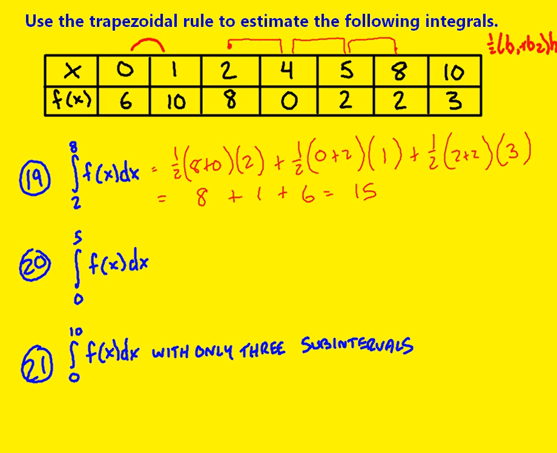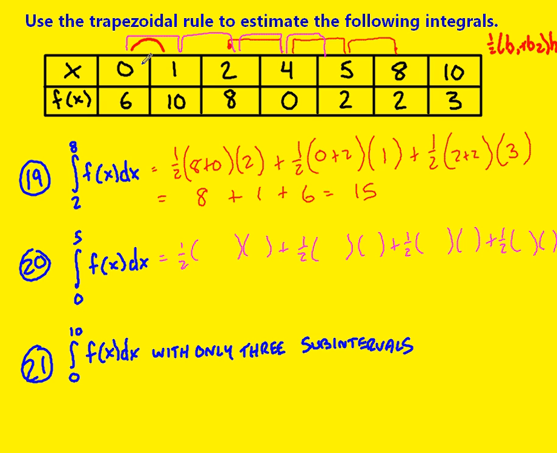All right, looking at number 20 then, from 0 to 5. So my intervals are going like this. So I'm going to have 4 intervals this time. So I'll put out my parentheses first, and I need 4 sets of them this time. Again, 1/2 times the bases summed times the height. So 1/2 sum of the bases times the height for each one.